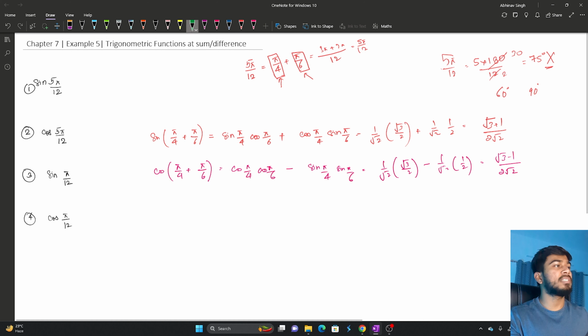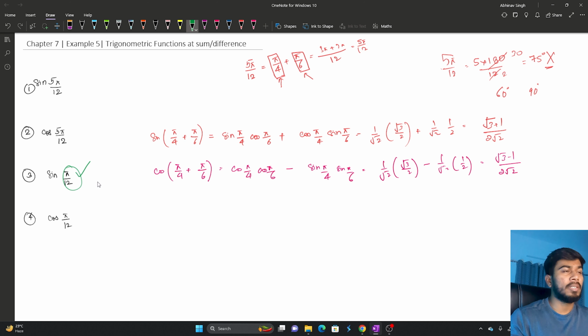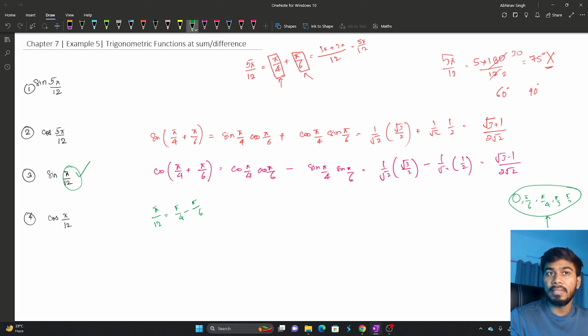Cool. The next part, the next angle, let's see, pi by 12. Again, it's not an angle that you know the value of. What can we write pi by 12 as? We have seen pi by 4 plus pi by 6, so let's try pi by 4 minus pi by 6. I know it's not very intuitive, but if you get this type of question in the exam, you have to check for sums and differences of the values you know: 0, pi by 6, pi by 4, pi by 3, pi by 2. Check whether the given angle can be broken down into a sum or difference of these angles. If yes, then you know how to proceed.